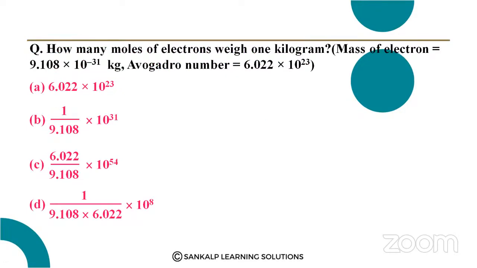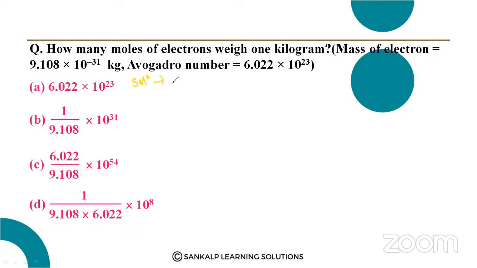So we'll see a problem based on when entities are given. How many moles of electrons weigh 1 kilogram? What is the mass of the electron? The mass of the electron is given as 9.108 into 10 raised to minus 31 kg. And Avogadro's number is 6.022 into 10 raised to 23. So how will we relate it? What is the mass of one electron? We'll see how to solve this problem.